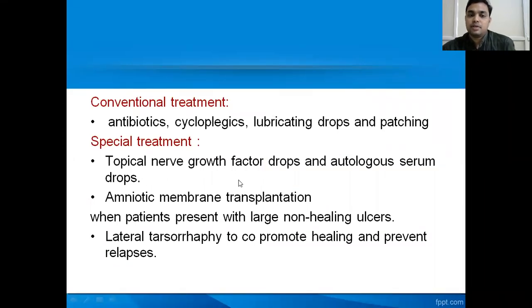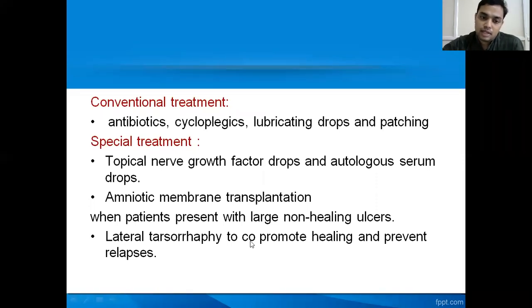And what is the treatment here? We give antibiotics to prevent secondary infection. This is a sterile ulcer, but we have to give antibiotics to prevent the secondary infection. Cycloplegics and lubricant drops are given, and patching should be done to promote healing. Special treatment with the help of topical nerve growth factor drops and autologous serum drops can be given. And the surgical approach is by applying the amniotic membrane, we can promote the healing of the ulcer.